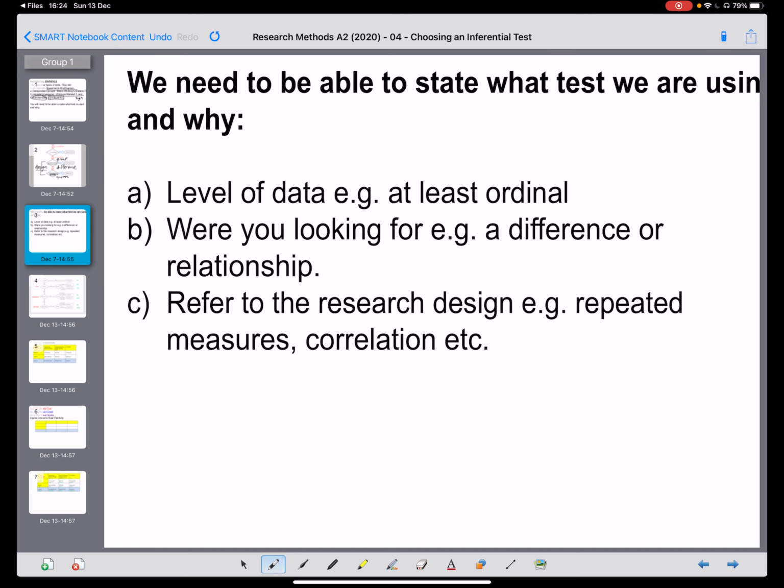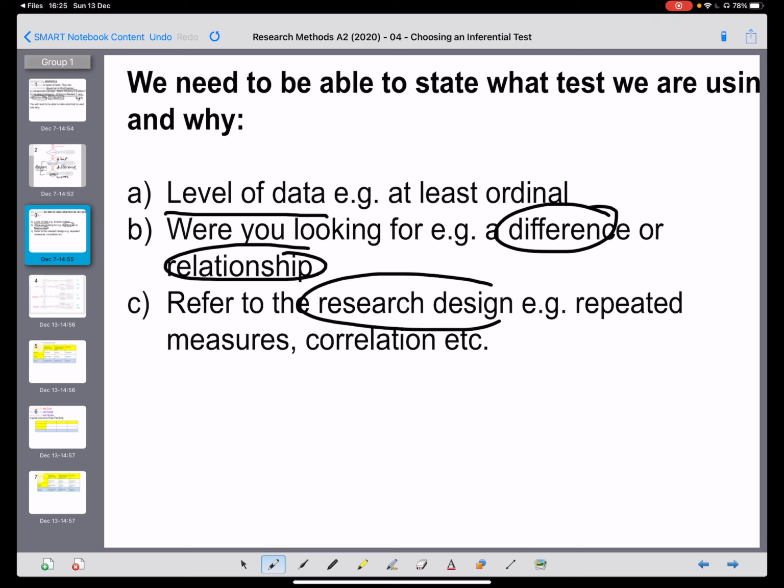For every single test, we're going to need at least some things. We might need the level of data. For example, we've seen nominal, we've seen at least ordinal, and at least interval, and you'll see which one becomes relevant to which. I haven't mentioned the additional tests, but we pretty much will use the level of data to try and figure out what to do. We also need to find out whether we're testing for a difference or relationship. And then, of course, your research design.